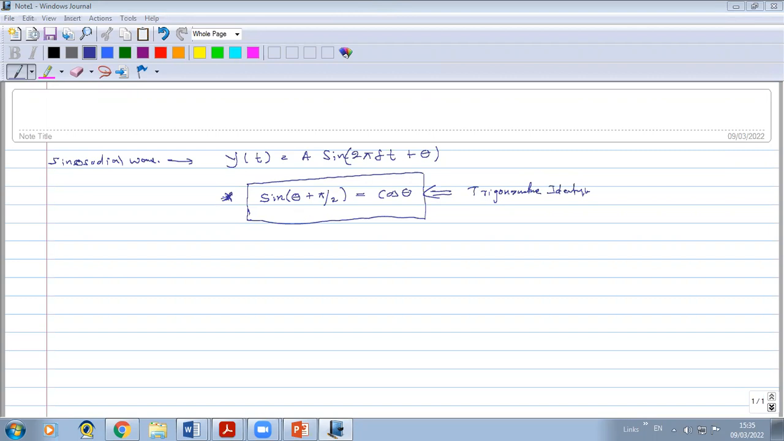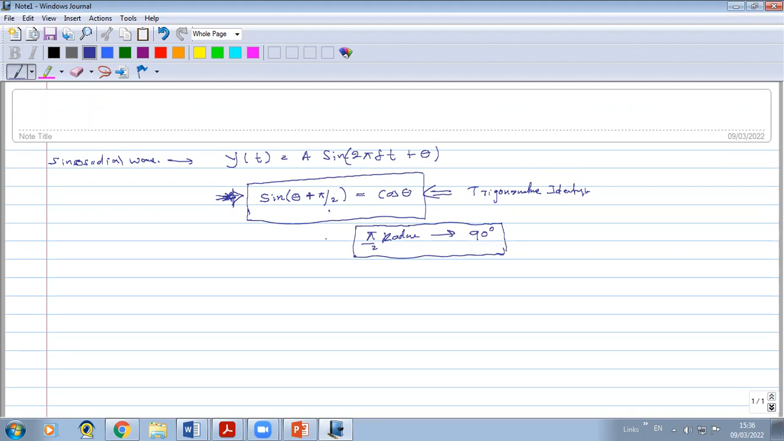Yeah, so anyway, there is a trigonometric identity like this. Okay, so if you take sin(θ + π/2), this π/2 is 90 degrees, no? So this is in radians. π/2 radians is equal to 90 degrees. So sin(θ + 90°) is equal to cos θ. Okay, we will go through some waveforms, then you can get the idea.